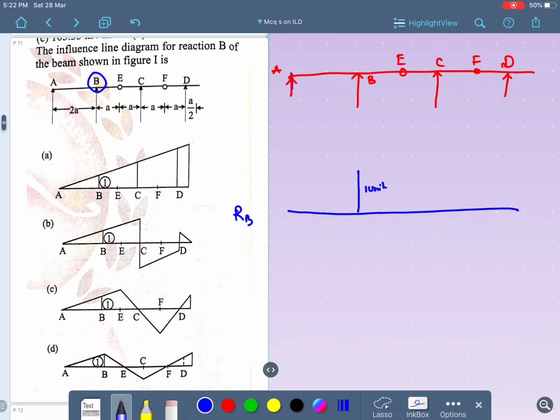Is it fine? On the left side, what happens? It ends like this. But since there is an internal hinge present here, the moment will be acting like this, because the influence line diagram is coming like this. So it comes like this up to point C.